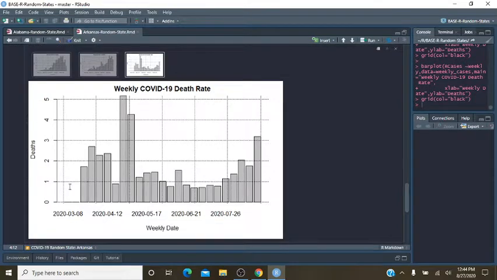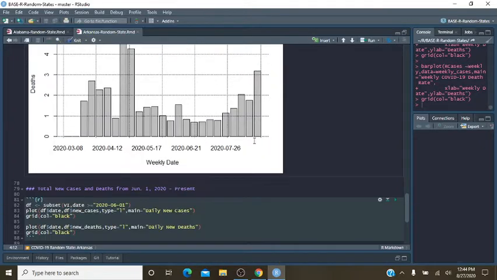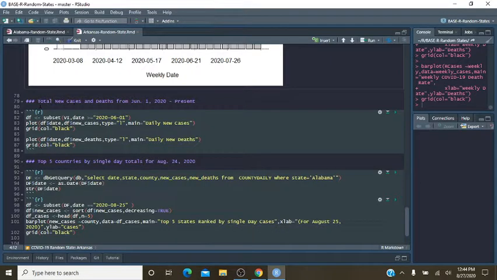Death rates, these are percents, 1, 2, 3, 4, 5, 6%. This 3% is higher than the national average, and it's also higher than the states we've looked at so far. Let's do total new cases and deaths from June 1st to present.